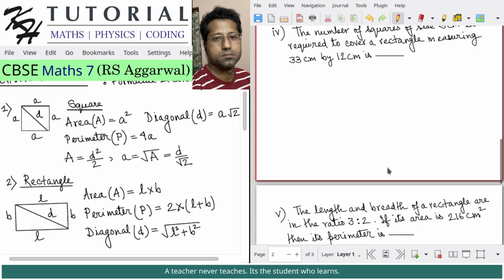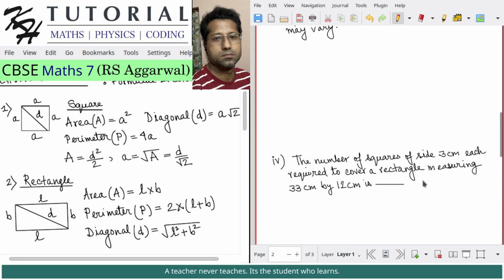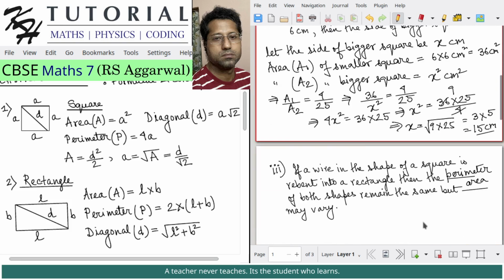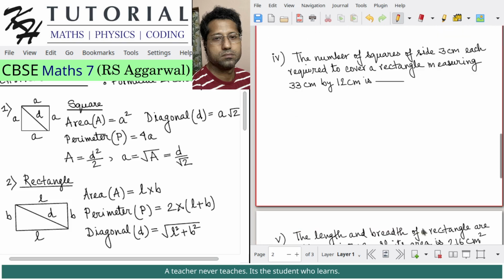Okay. The fourth part is: the number of squares of side 3 centimeter each required to cover a rectangle measuring 3 centimeter by 12 centimeter. This is very similar to part 1. Okay, let's do it. The number of squares of side 3 centimeter each required. So let x number of squares be required.